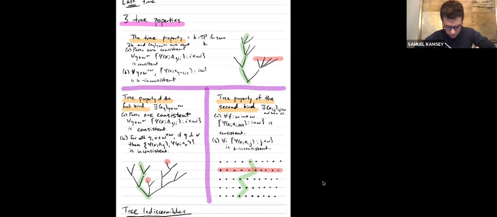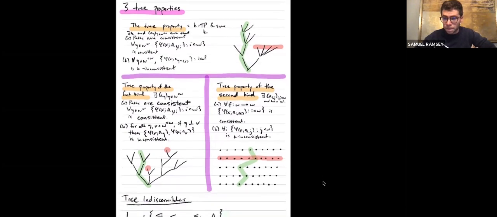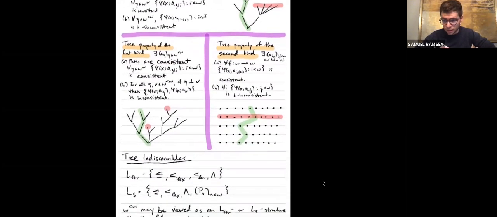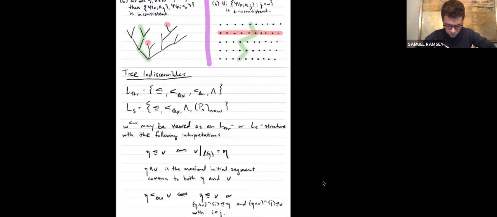And if we get time, I'll give an example where you have the tree property of the second kind, but not the tree property of the first kind. But I want to get to the theorem first, so we'll do that.